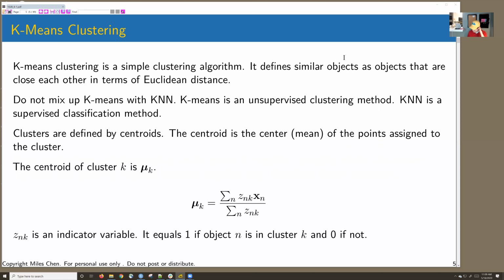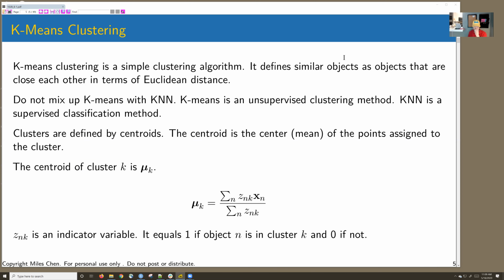I want to say, don't mix up k-means clustering with k-nearest neighbors. They both have a k in the name and they both use Euclidean distance, but other than that, they're very different. K-means clustering is unsupervised. We don't have the labels, and we are just looking for structure. K-nearest neighbors is a classification method. It's supervised. We have the labels of what things should be. So despite having a k, the k stands for different things.